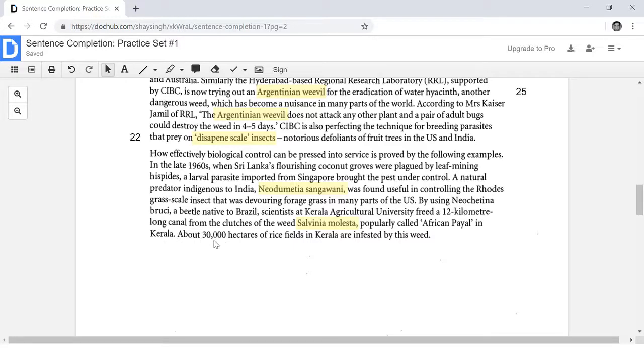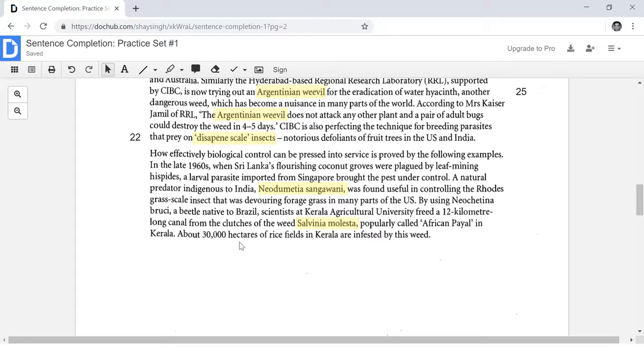Here it says about 30,000 hectares of rice fields in Kerala are infested by this weed. So there's our answer, guys. So remember, you may have to read 1 to 2 sentences sometimes. What the examiners will do is they will take 2 sentences and they will combine those 2 sentences into one single sentence and present that to you in the question. So you may have to read more than 1 sentence, especially if you don't find your answer, okay?